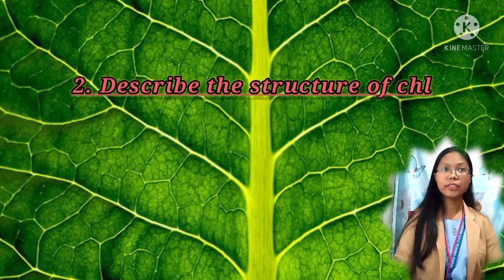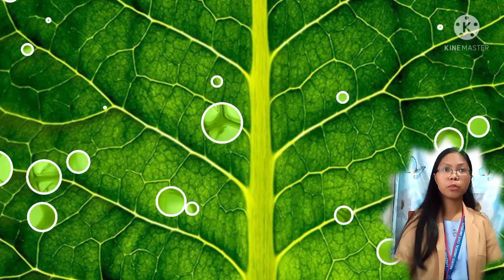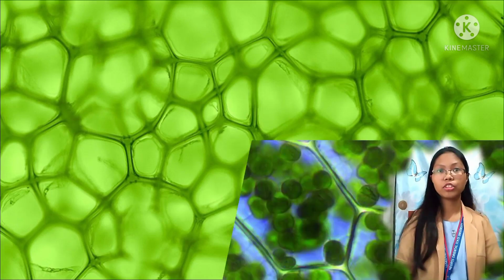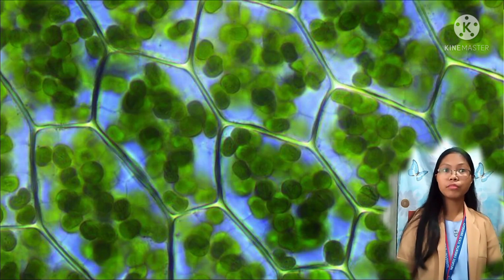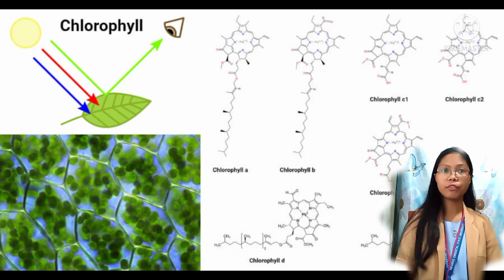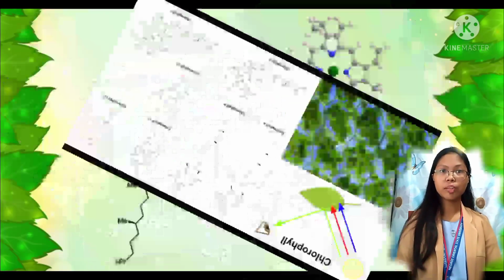Number 2. Describe the structure of chlorophyll. So chlorophyll is a complex molecule. Several modifications of chlorophylls occur among plants and other photosynthetic organisms. Chlorophylls absorb most of their energy from the violet, blue, and reddish orange-red wavelengths, and little from the intermediate wavelengths.